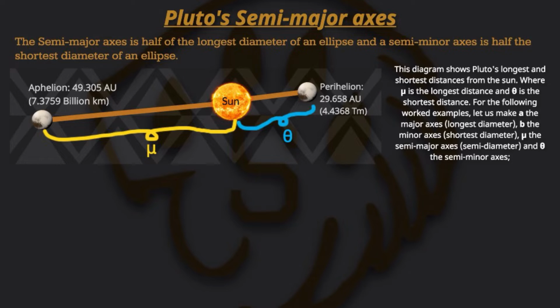And theta is the perihelion, which is 29.658 astronomical units, or 4.4368 terameters, which is also 4.4368 billion kilometers.